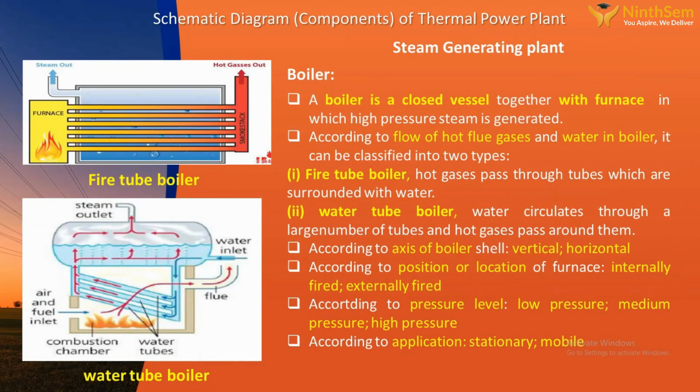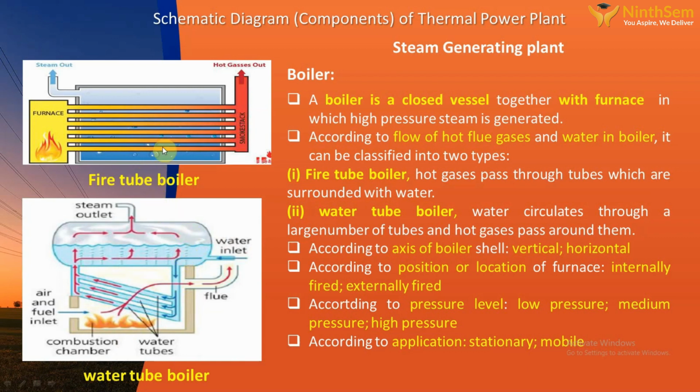Coming to the boiler side, generally we can classify boilers into two types: a fire tube boiler and a water tube boiler. The boiler is a closed vessel together with the furnace in which high pressure steam is generated. According to the flow of hot flue gases and water in the boiler, it can be classified into two types.